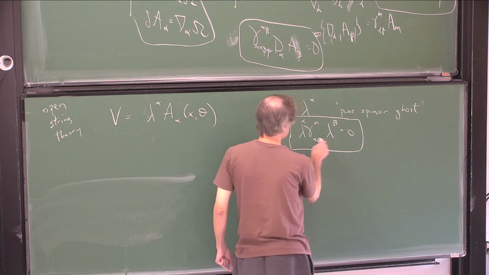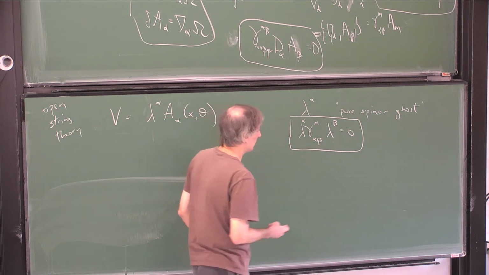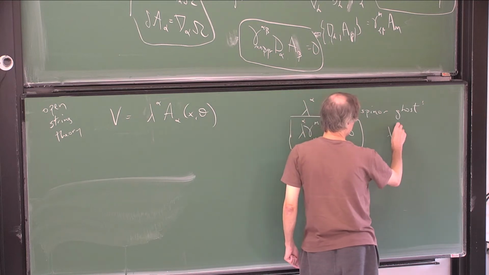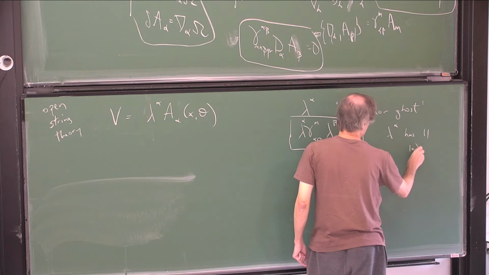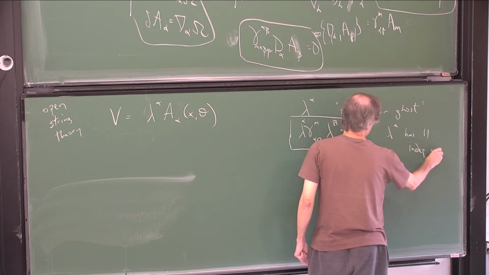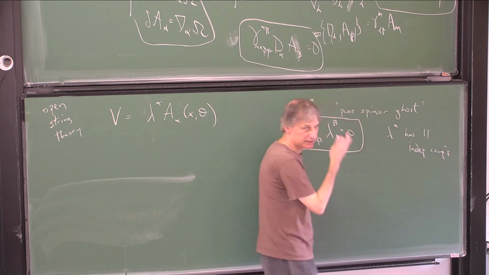Okay, so this is the definition of a pure spinor. And it implies that lambda, instead of having 16 independent components, has 11 independent components. So this was studied by Cartan in arbitrary dimension.